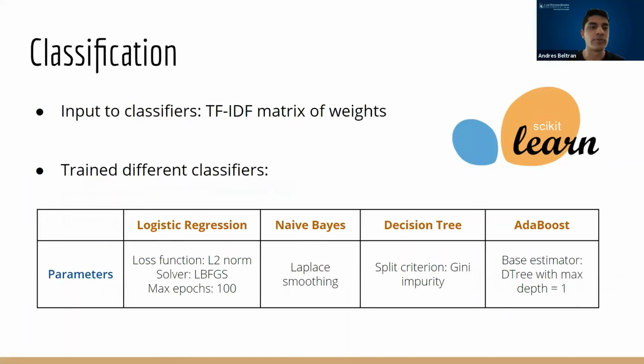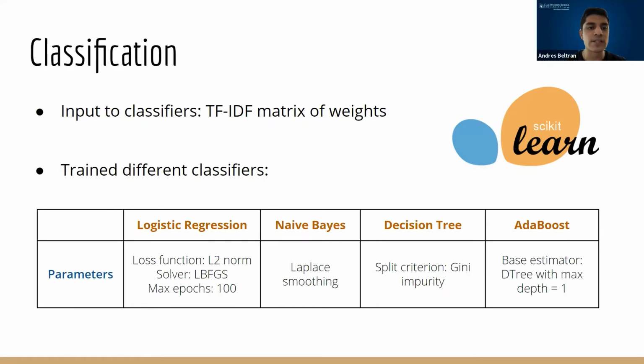The next step after we've vectorized the data, that is, we've transformed those words into numbers, is that we use this TF-IDF matrix of weights as input to our classifiers. For this, we've also used the Python library scikit-learn to train 4 different classifiers. And in the table, you can see each classifier with the parameters we've used for each. So the first one is logistic regression. We've used the L2 norm as the penalty for that. We've used the LBFGS solver, and we've run 100 epochs for logistic regression.